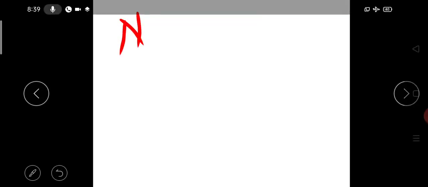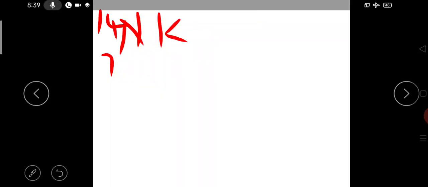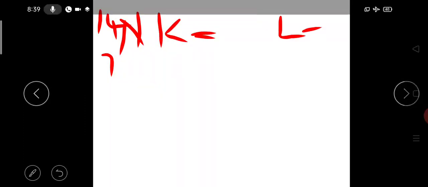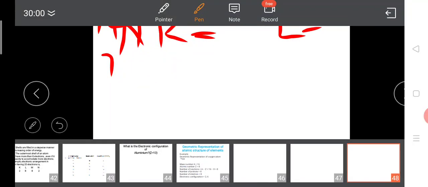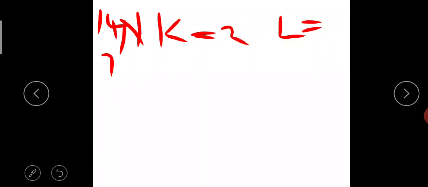Shall we do it for nitrogen? Nitrogen is represented with atomic number 7 and mass number 14. Okay, so the K shell will be having how many electrons? Maximum number, how many can it hold? 2. Okay, the L shell will be having 7 minus 2, which is 5. So the electronic configuration is 2, 5.